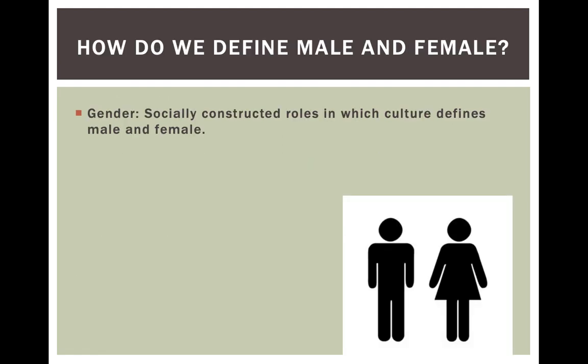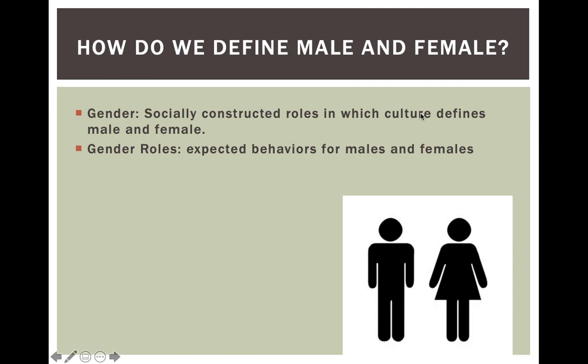So how do we define male or female? Well, let's go through some definitions together. First is gender, and gender is socially constructed roles in which culture defines male or female. Look at this right here, socially constructed. That means that gender itself is going to differ based upon where you are, what culture you're in. And a lot of cultures have different definitions for what is considered masculine acts versus feminine acts. Gender roles. These are expected behaviors of males or females, often driven from the socially constructed or cultural definitions. And this can extend towards jobs and careers as well.